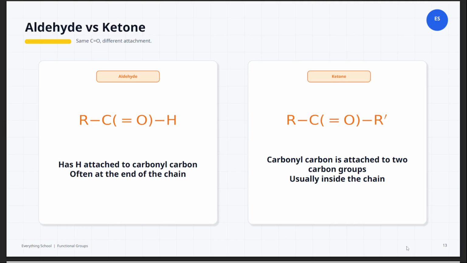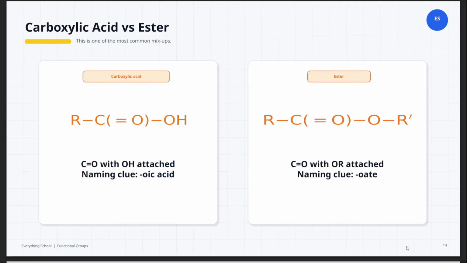So the quick test is this. Does the carbonyl carbon have a hydrogen attached? If yes, think aldehyde. If the carbonyl carbon is attached to carbon groups on both sides, think ketone. Do not decide based only on the carbon double bonded to oxygen. Decide based on what is attached to that carbonyl carbon. This is one of the most common mix-ups.